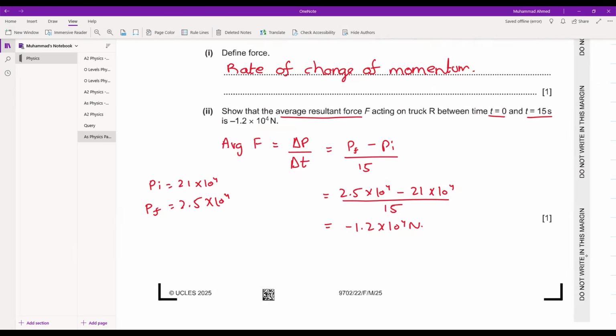Easy peasy, lemon squeezy. One mark is very unfair. It should have been a two marker question.